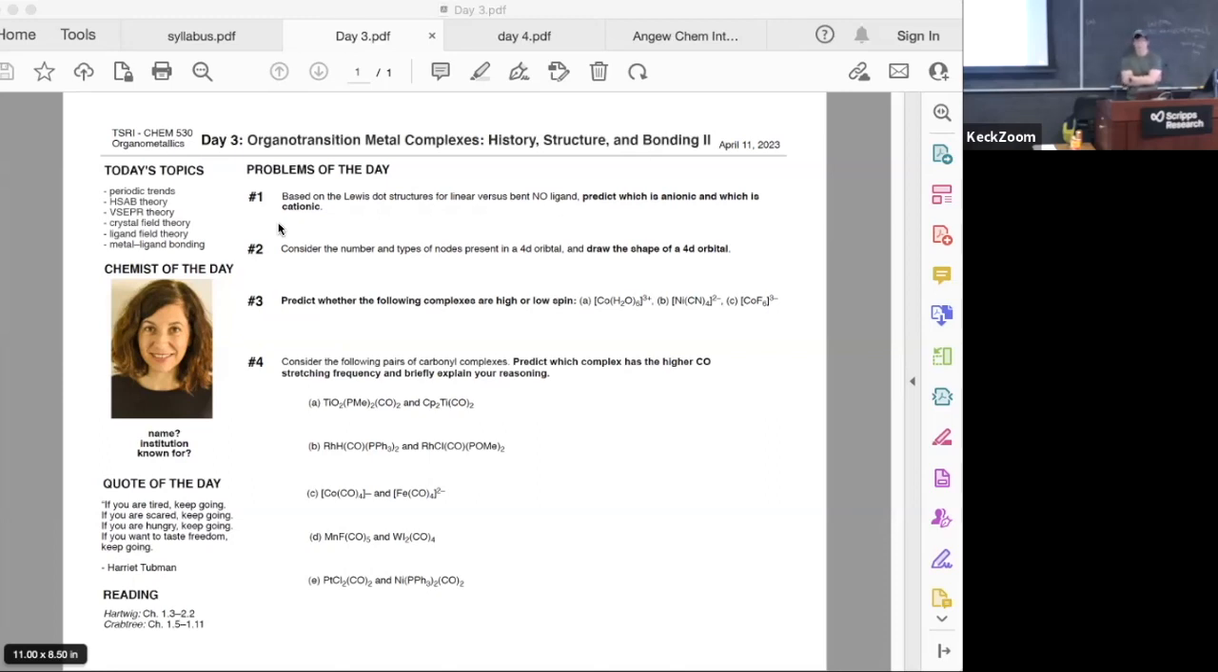So can a d0 metal engage in any pi back bonding? No back bonding. It has no electrons to give. It's tapped out. So that's a key principle here, and I'll draw that on the notes. D0 metals cannot engage in pi back bonding. I'm just going to put it here and then it will show up.